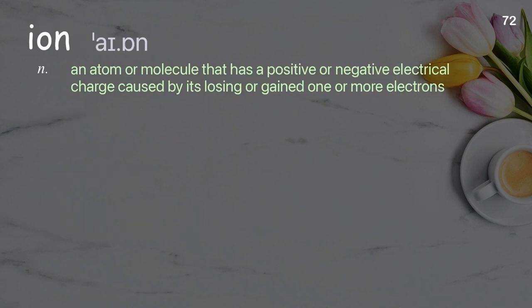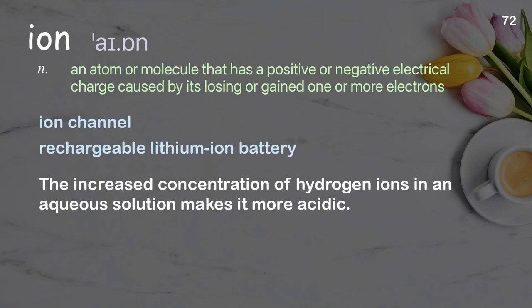Ion. An atom or molecule that has a positive or negative electrical charge caused by its losing or gaining one or more electrons. Examples: ion channel, rechargeable lithium-ion battery. The increased concentration of hydrogen ions in an aqueous solution makes it more acidic.